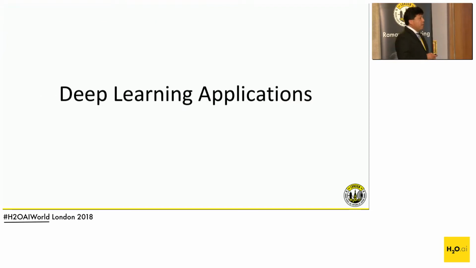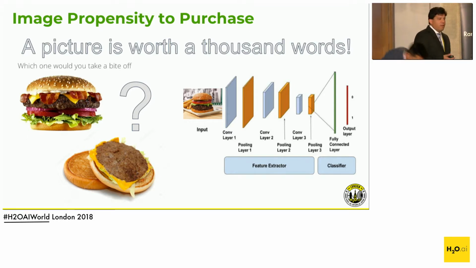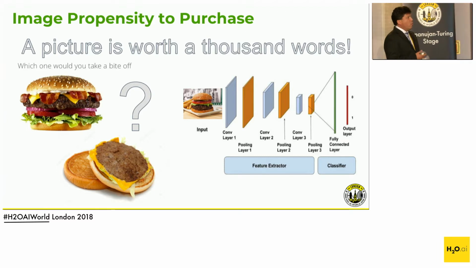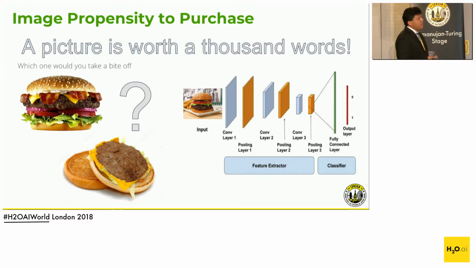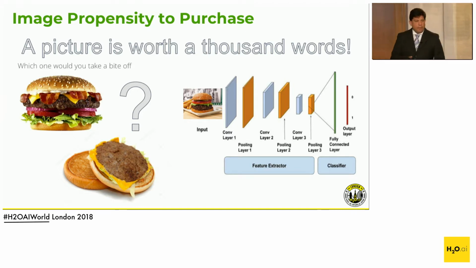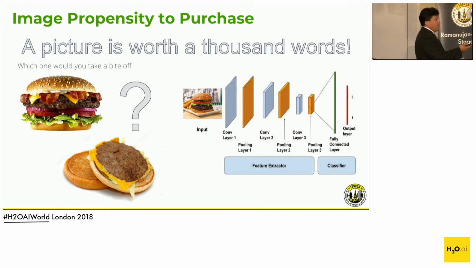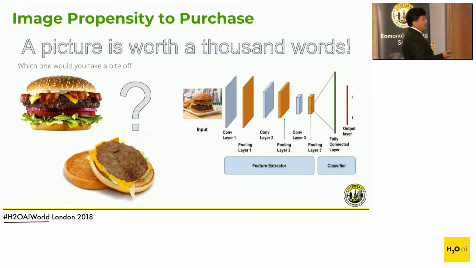So now I'm going to mention a little bit about the deep learning applications. One of them that I found very interesting is, what is the effect of images on people's decision to buy things? So we set out the task of trying to process images to understand how they affect the propensity to purchase. So obviously here, I don't know about you, but obviously here, which hamburger you'd like to take a bite of, a picture is worth 1,000 words.